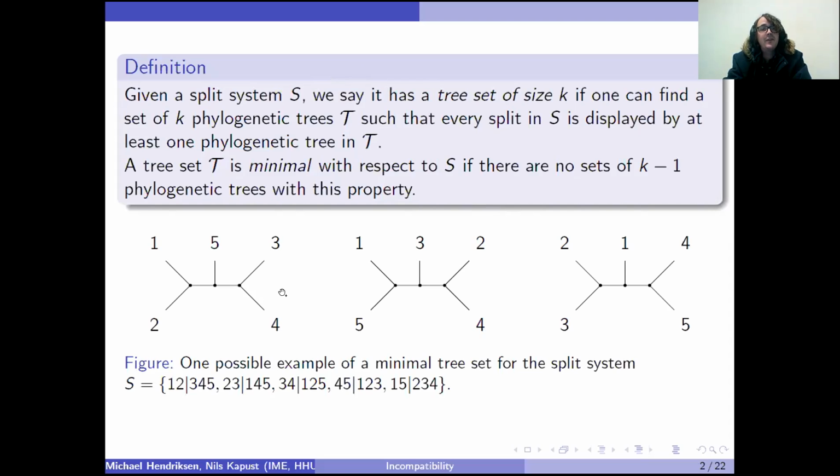So for instance, here we have the set of splits listed here, 1, 2 versus 3, 4, 5, and so on. You can see 1, 2 versus 3, 4, 5 corresponds to this edge here, 2, 3 versus 1, 4, 5 corresponding to this edge here, and so on. And we can see, in fact, that this is a minimal tree set, which follows quite naturally because we have 5 splits in our set here, and each tree can only have at most 2.